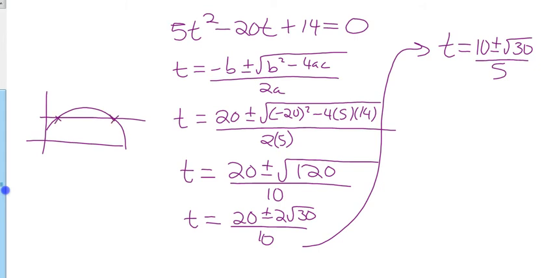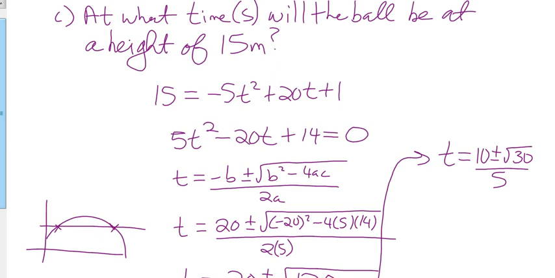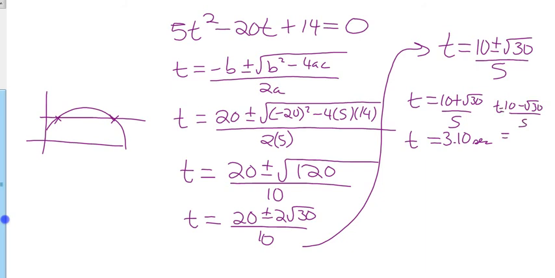That's how you would check on your calculator. You could graph this and look for the zeros, or you could graph the original: go into your table, graph y1 as this and y2 as that, and look for the intersects. So rounded to the nearest hundredth, what do we get? 10 plus root 30 over 5 is how much? 3.10. And 10 minus root 30 over 5? 0.90.